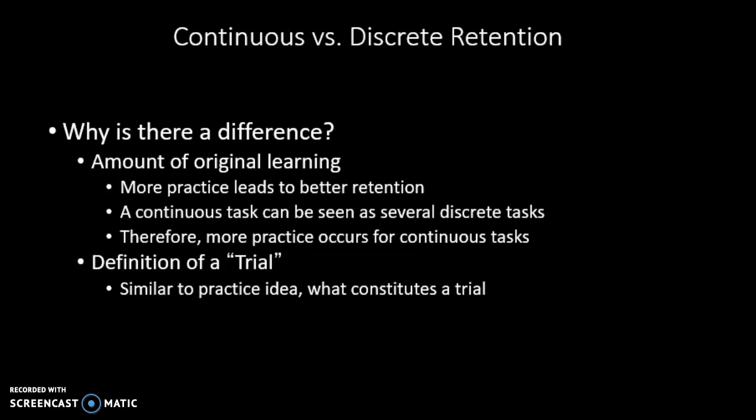So why is there a difference? Well, it could be based off the amount of the original learning. More practice, we know, leads to better retention. A continuous task can be seen as several discrete tasks. Therefore, you're practicing more on continuous tasks.